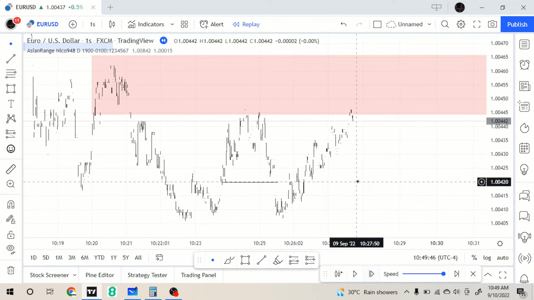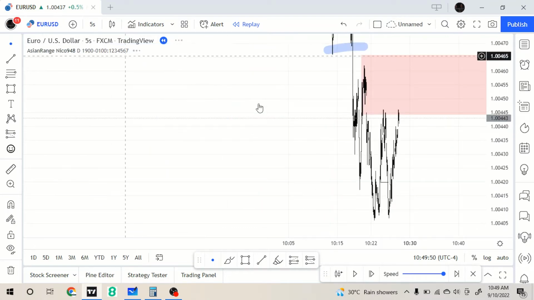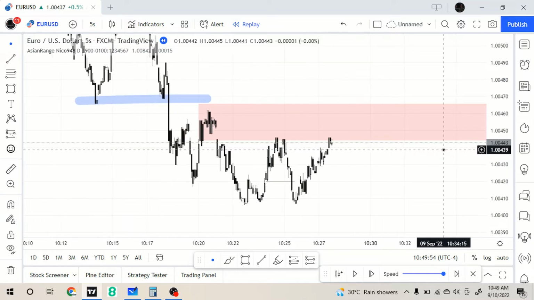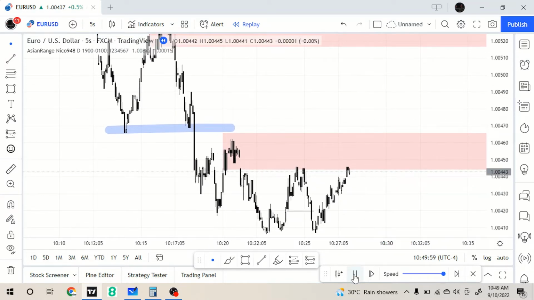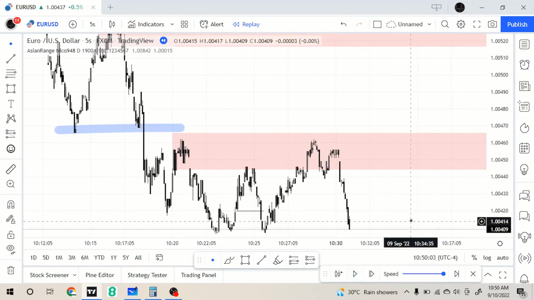Okay, now I'm going to go back to the 5 seconds, because our zone that we're confirming on the 1 second was no longer valid. So we're going to be looking at the overall zone, which was up here. So I'm going to play price. The overall zone. Okay, that was fast.